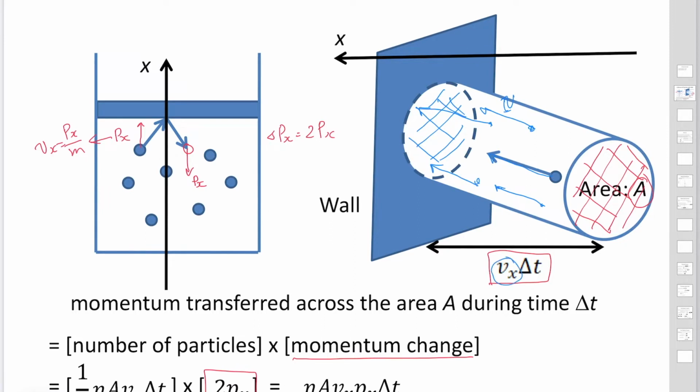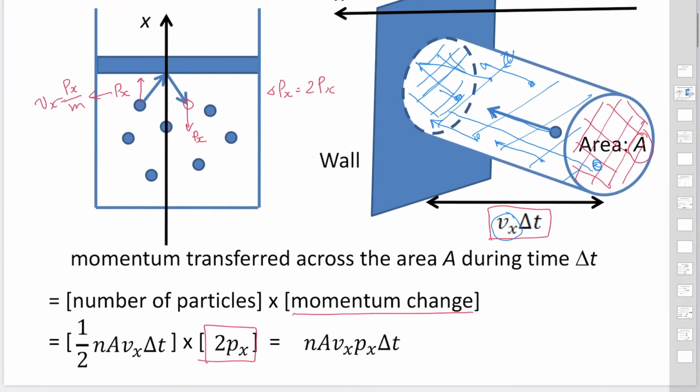If you take a height of v sub x times delta t, and the particle is located close to the wall, it takes a shorter time to strike the wall. Even if the particle is just in contact with the bottom of the cylinder, it can still strike the wall after the time delta t. All the particles inside this cylinder actually hit the wall. Then we'd like to find out how many particles actually exist there.